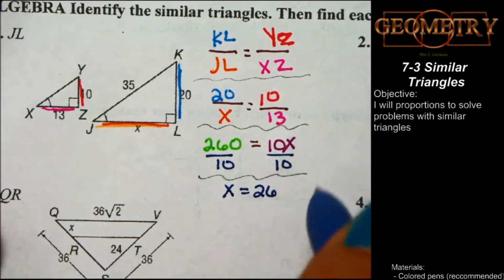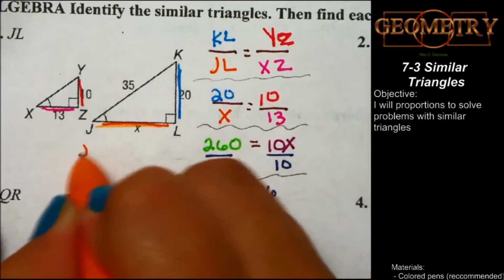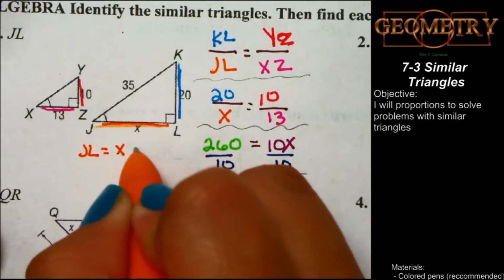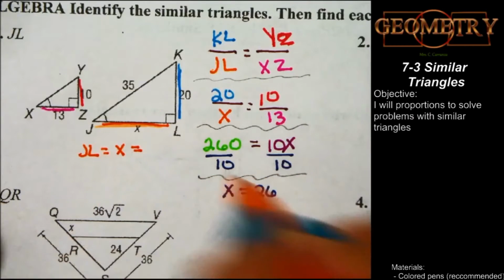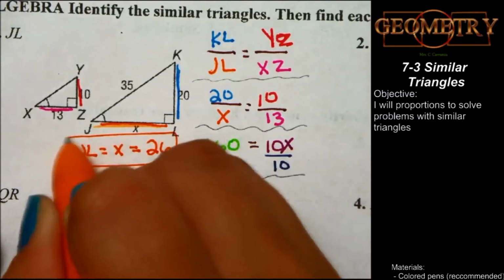Now, I wasn't looking for the value of 26. I was actually looking for the value of JL. But JL has a measure of x, and so my x value is 26.